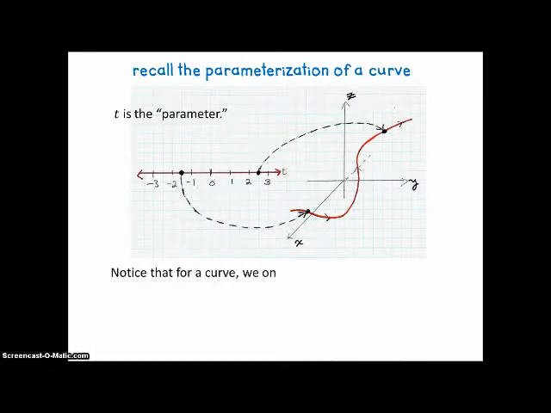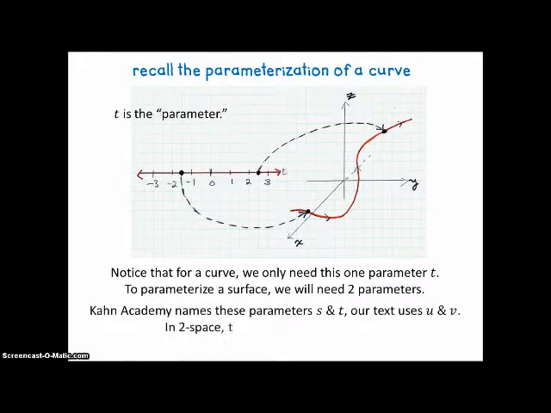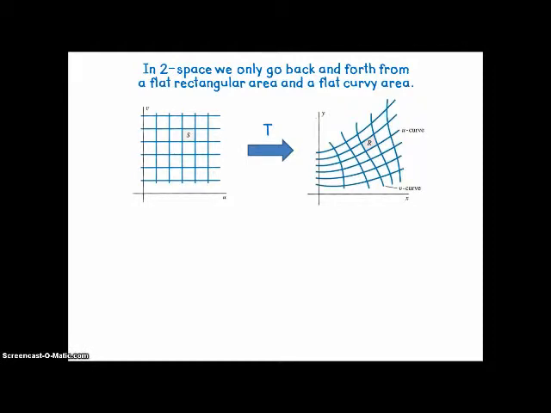Now notice that for a curve we only need this one parameter t, but to parameterize a surface we will need two parameters. Khan Academy names these parameters s and t. Our text uses u and v, and in two-space this concept is quite limited. In two-space we only go back and forth from a flat rectangular area and a flat curvy area. So we have transformations that will take us from a simple rectangular area, for example in the UV plane, to a complicated curvy area in the XY plane.